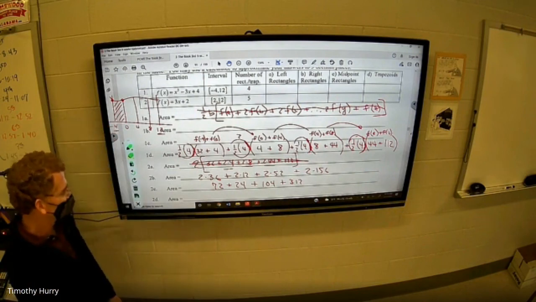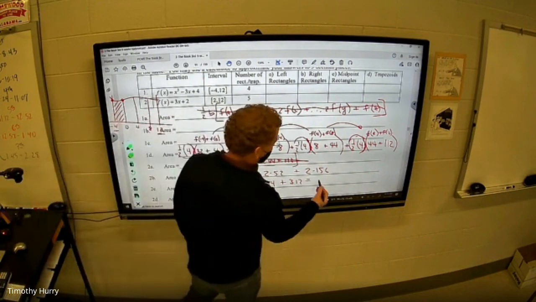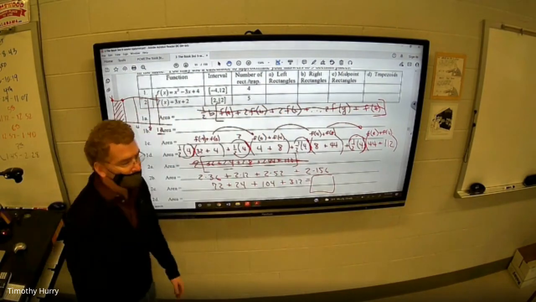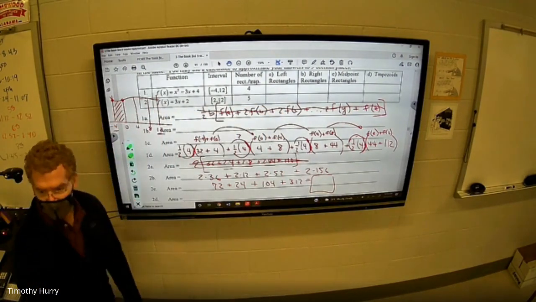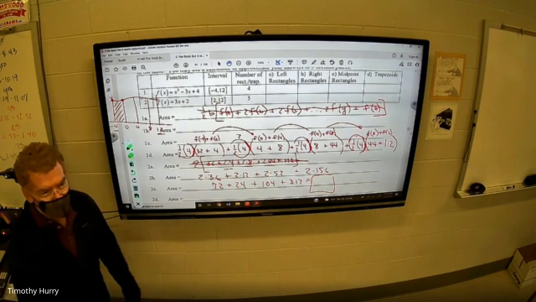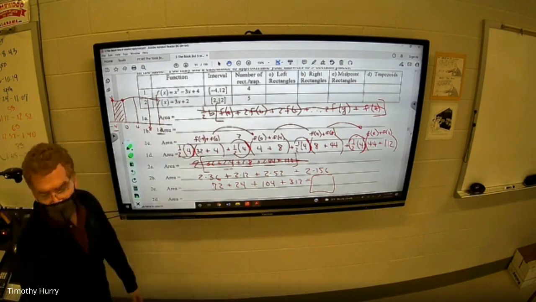But what do I know? And then add all this up, and whatever you got there, that would be your area. Are y'all with me? Yes, no? So those are Riemann sums.